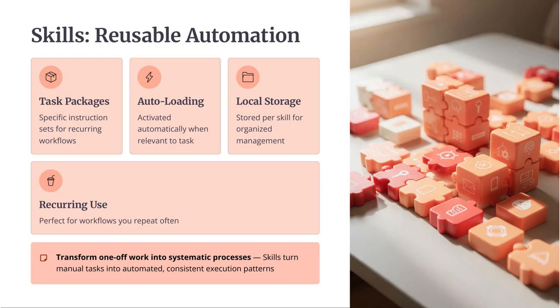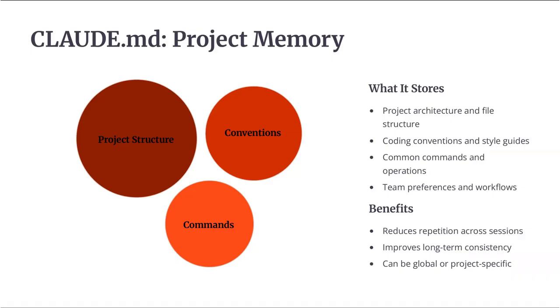Skills are how you turn effort into assets. A skill is a reusable instruction package that Claude automatically loads when relevant. If you find yourself explaining the same rules, formats, or workflows more than once, that's a signal to create a skill. Over time, your skill library becomes a personalized execution engine tailored to how you work. This is how individual productivity scales into organizational capability.